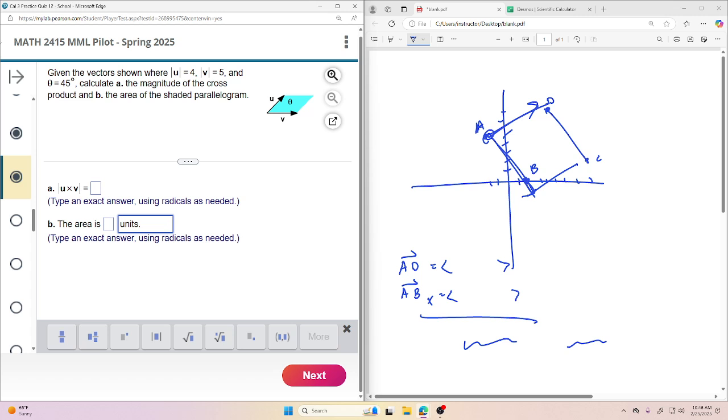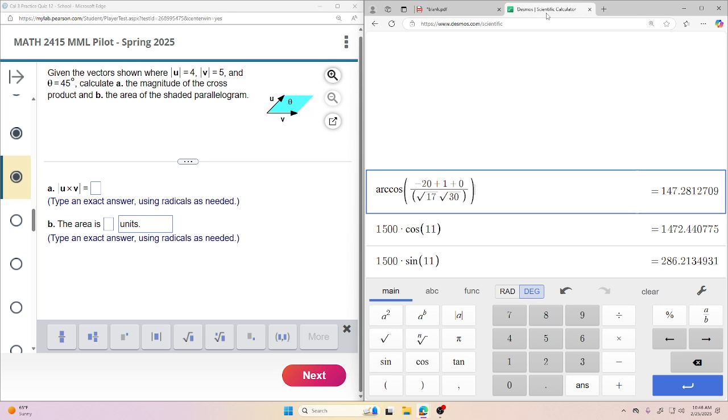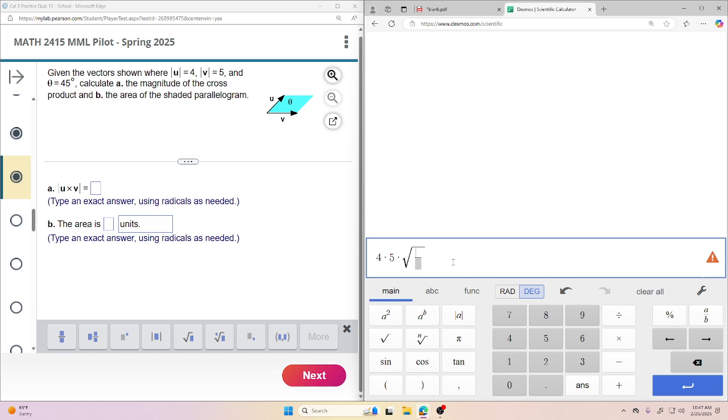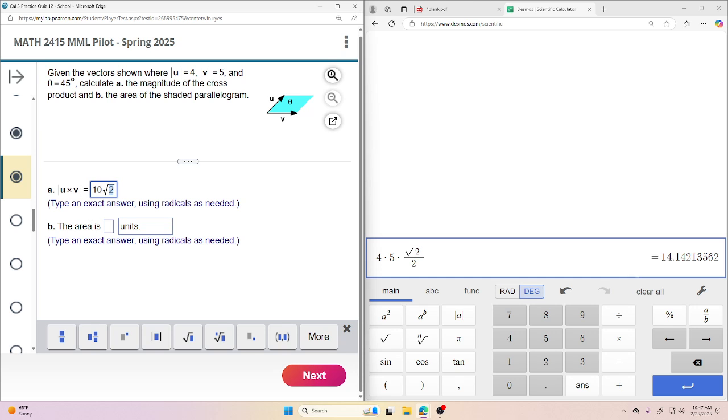That's the sine, isn't it? Cosine? Now I'm freaked out. Cross product, sine or cosine? Sine? There's the perfect answer right there. It doesn't matter right here. 4 times 5 times square root 2 over 2. Exact answers. Oh, well, obviously we could do this, right? I simplified. Yes. So the area would be half of this.